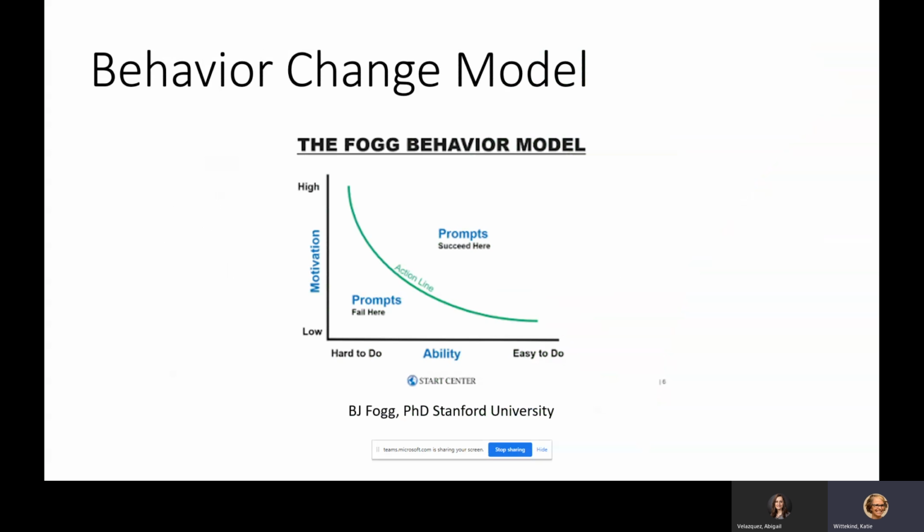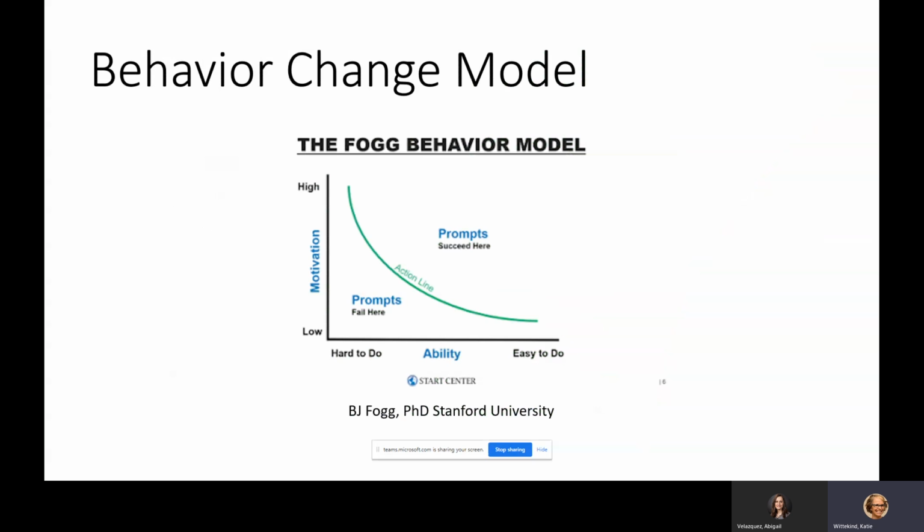Before you'll see a graph, and it's the Fogg behavior model. BJ Fogg comes from Stanford University, and he created this for the overall population to better understand behavior. So for behavior, we want to recognize that on the x-axis there is ability. Something is either hard to do at the far left or easy to do on the far right. And then you'll see on the y-axis motivation. Motivation being low on the bottom and high at the top.